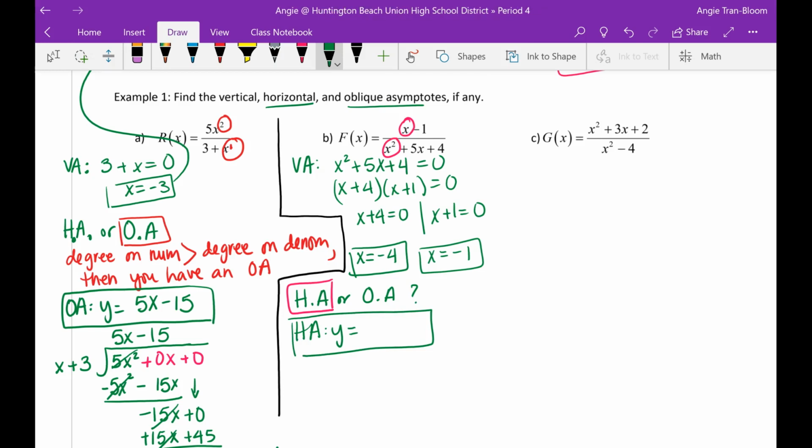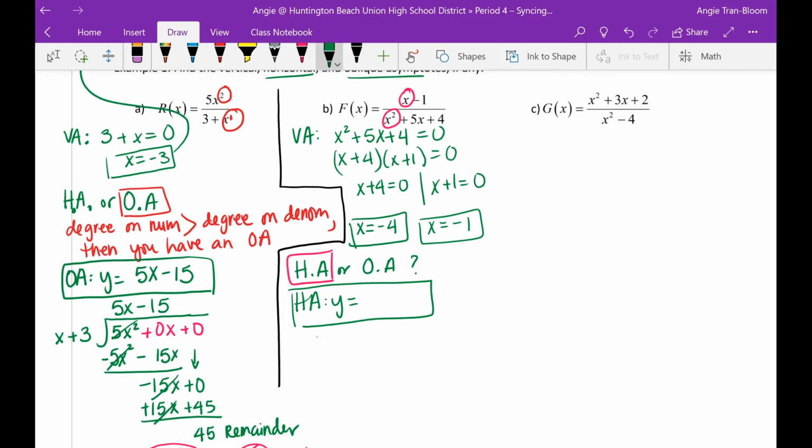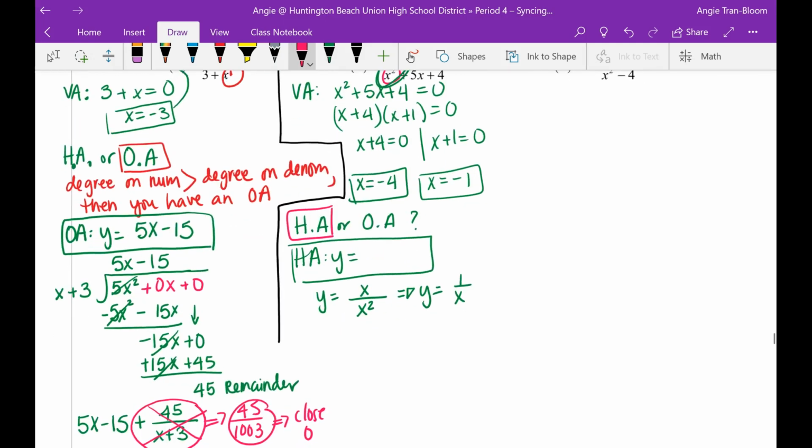To find an HA, you just have to take the power function of the top. The top has a power function of x. The bottom has a power function of x squared. So just these two things right here. Well, in math, you have to simplify. x divided by x squared is 1 over x. And just like the remainder we did in part A, we are going to assume x approaches some ginormous number. Let's pretend that x approaches like 1000 again, either positive or negative.